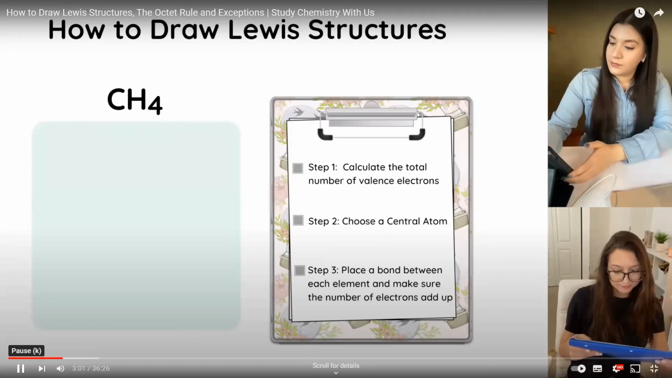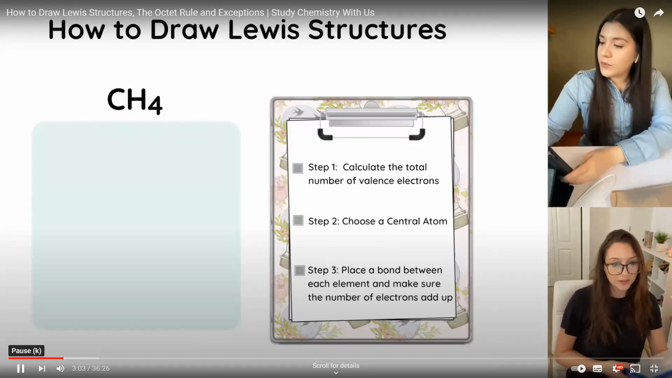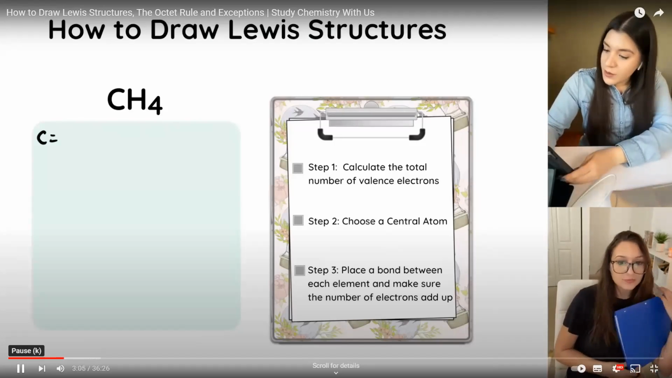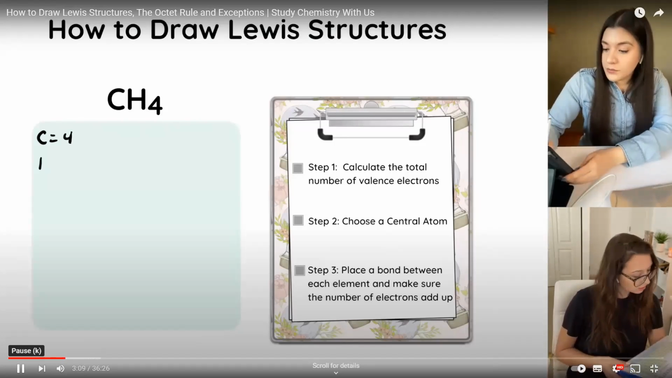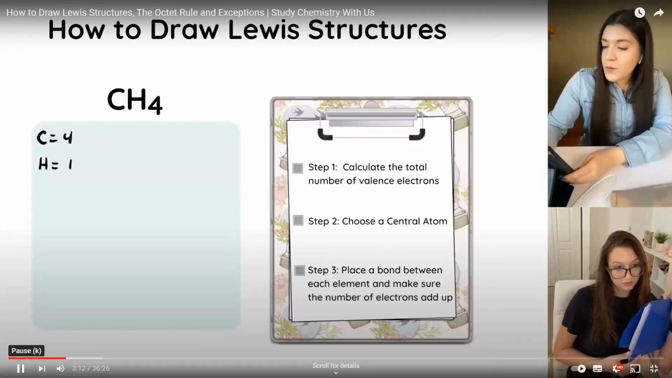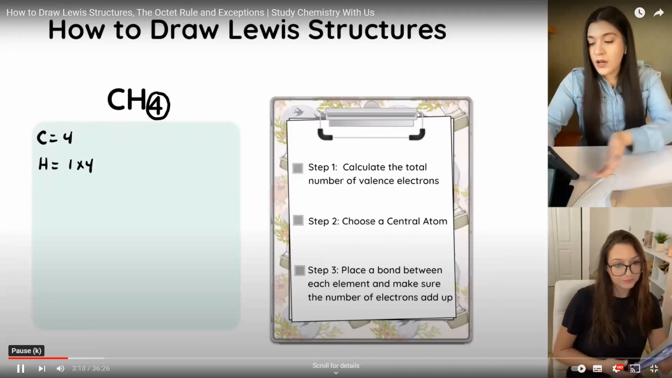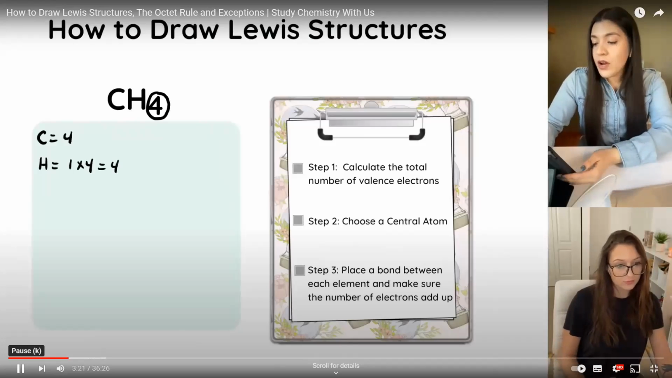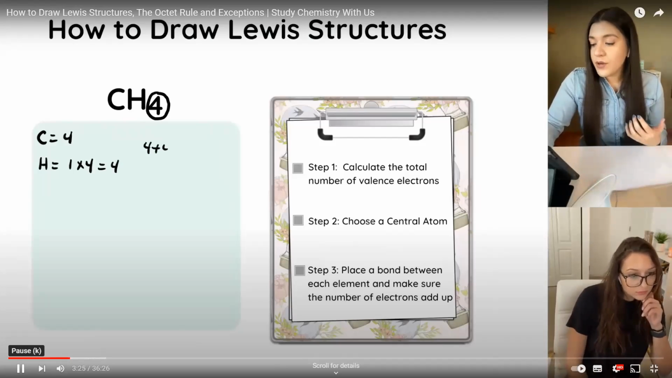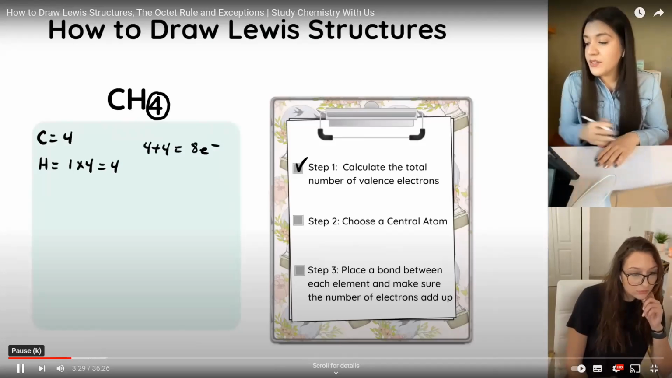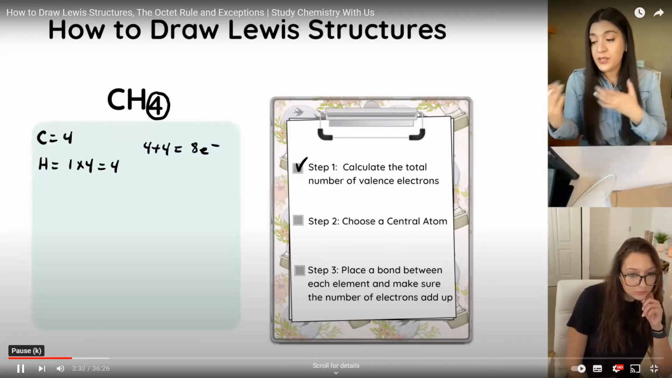Carbon has 4. Cool. I'm going to write it up here. So carbon has 4. How many valence electrons does hydrogen have? 1. Perfect. And then we would multiply this by 4, because this subscript is telling us that there are 4 hydrogens in the structure. So that would give us 1 times 4, so 4. And the next thing is just to add everything together. So I would add 4 plus 4 to give us 8 valence electrons. So the first step is done. All I have to do is calculate the total number of valence electrons. We said it was 8.